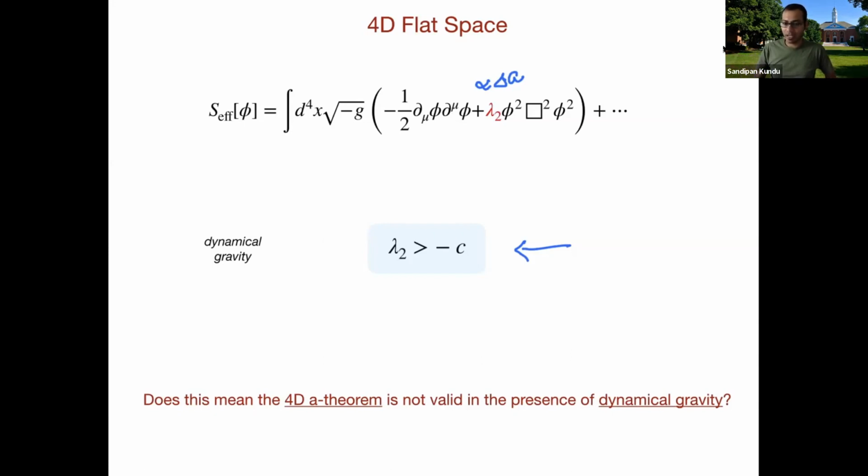So I don't have a solid answer, but this observation itself seems really interesting to me. This is something that should be explored. If I keep gravity, and I'm doing everything around flat space but keeping the graviton kinetic term and things like that, does that change anything for the proof of the A theorem?